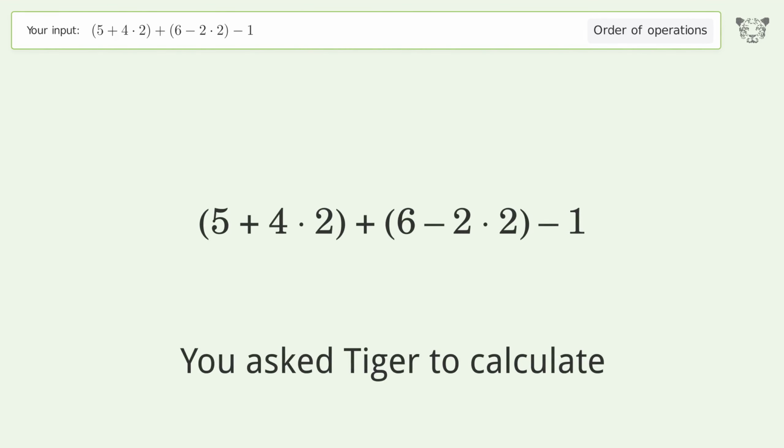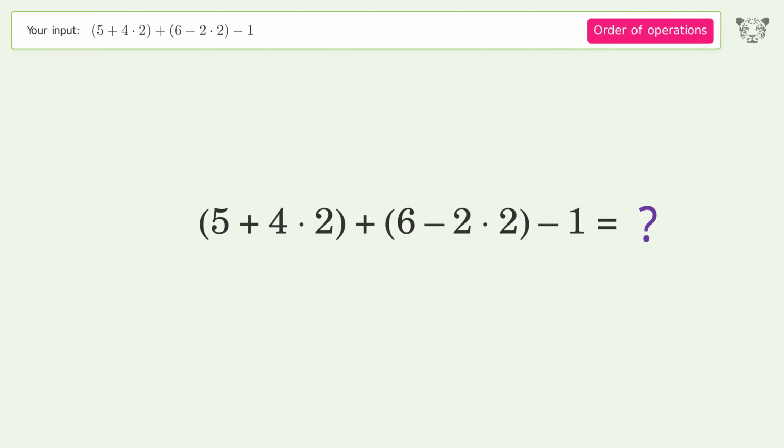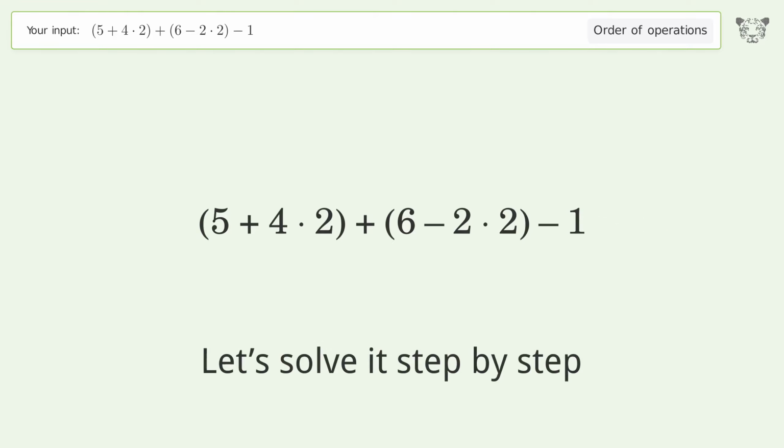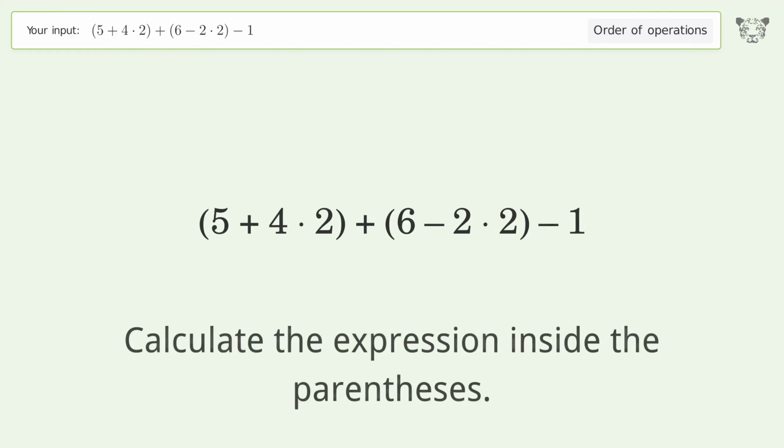You ask Tiger to calculate. This deals with the order of operations. The final result is 14. Let's solve it step by step. Calculate the expression inside the parentheses.